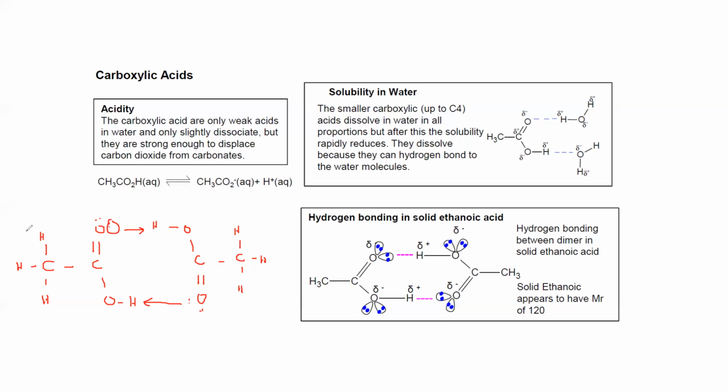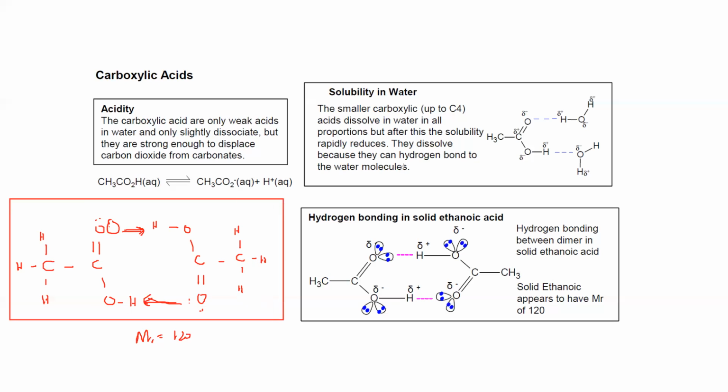Because when you find the mass of one molecule of ethanoic acid, 2 carbons is 24, plus 2 oxygens is 32, and 4 hydrogens. So the total for one molecule is 60. But because two molecules are linked tightly together by a strong bond, it appears to be a solid at room temperature with a relative molecular mass of 120, because they are linked by hydrogen bonds. So it appears that this is one molecule.